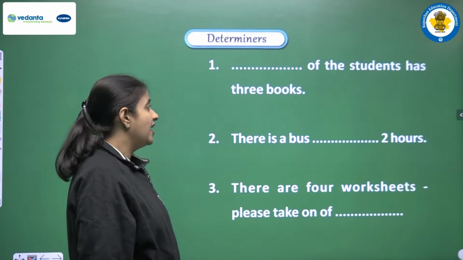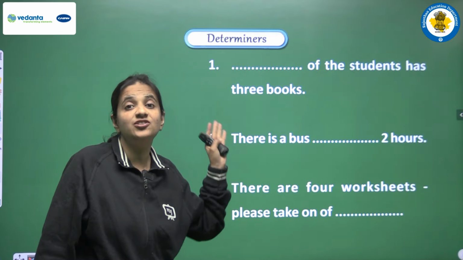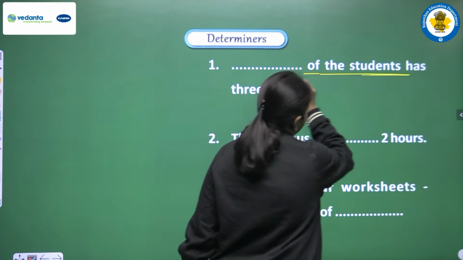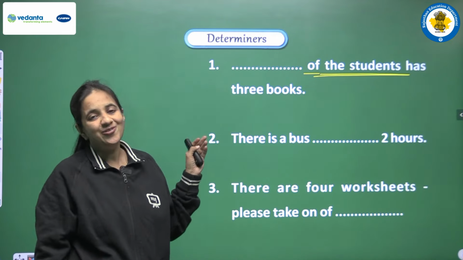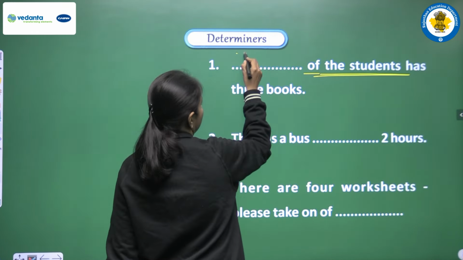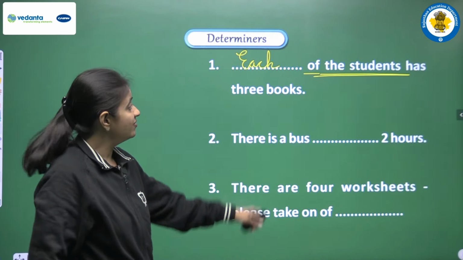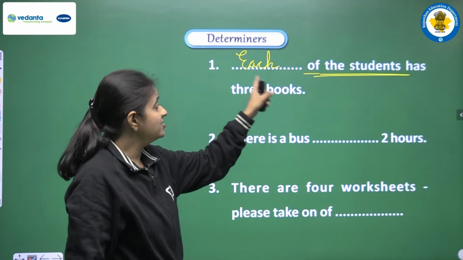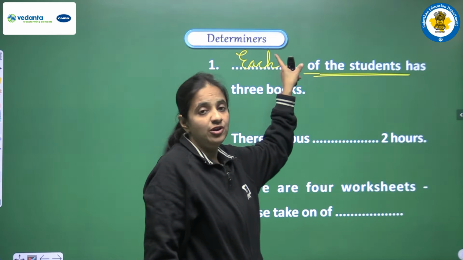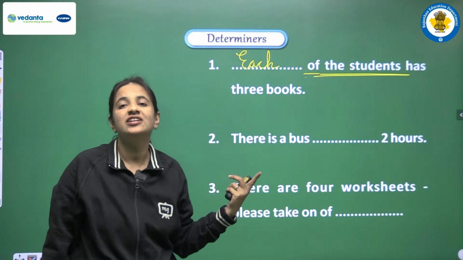So let's read the first one. Of the students has 3 books. Just observe the structure of the sentence very carefully. We are having "of" here, and after that we are having a plural noun. We have discussed this structure earlier also. In this structure we have to write each here, and the complete sentence will be: each of the students has 3 books, because if we are having of plus plural noun, before that we have to use each, right?